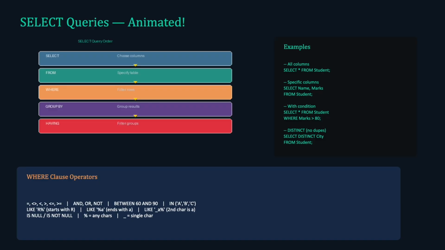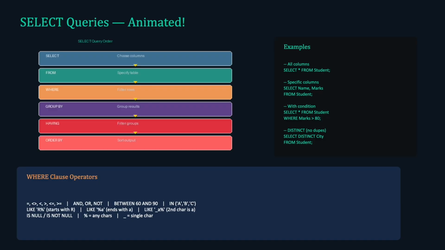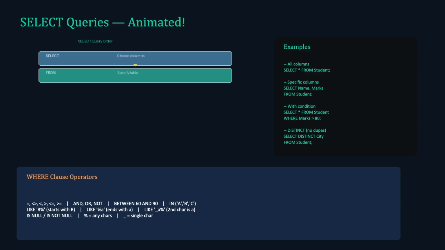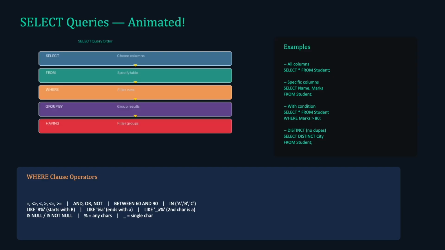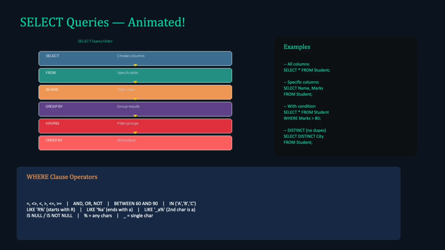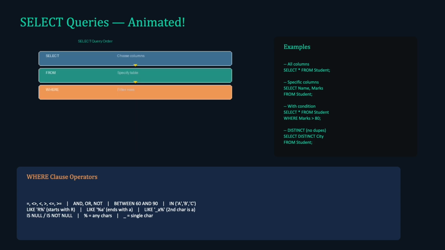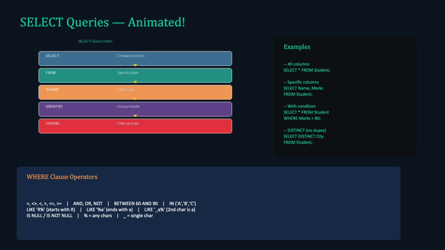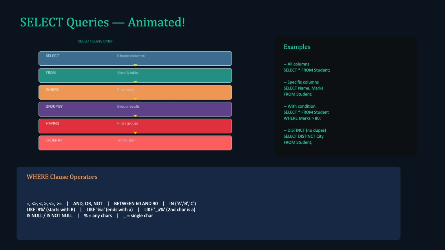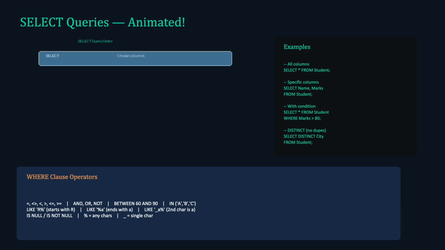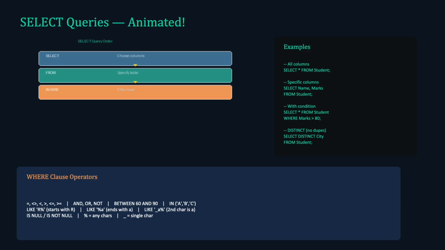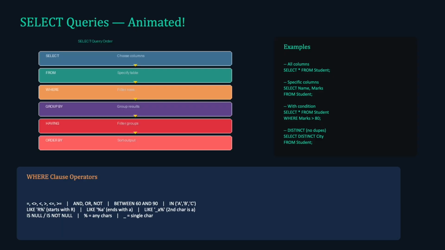Where uses operators like equals, greater than, between, in and like. Like uses percent for any characters and underscore for exactly one character. Like 'R%' finds names starting with R. Like '_a%' finds names with a as the second character. Is null checks for missing values.